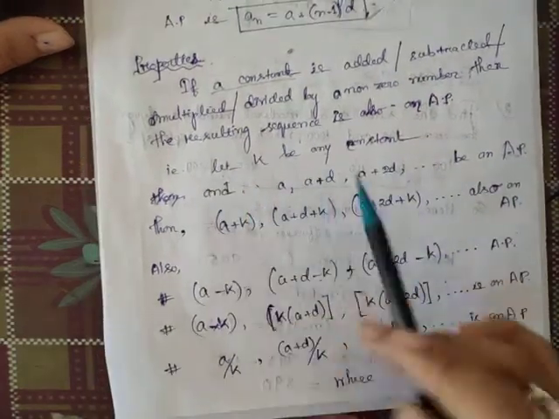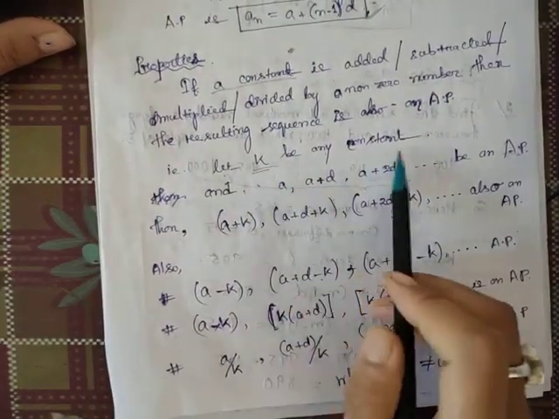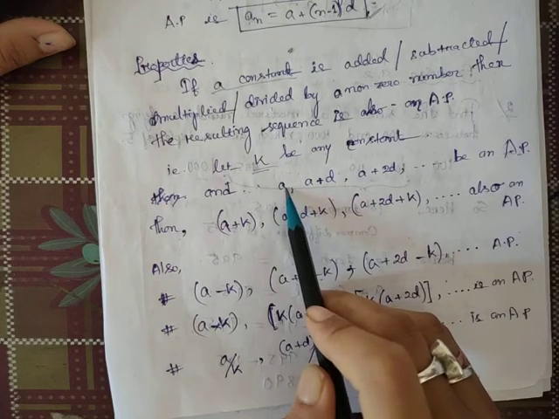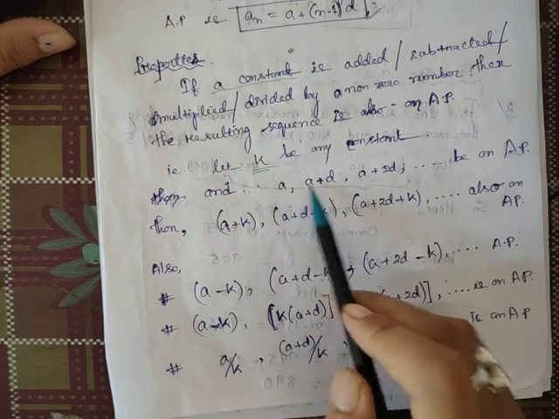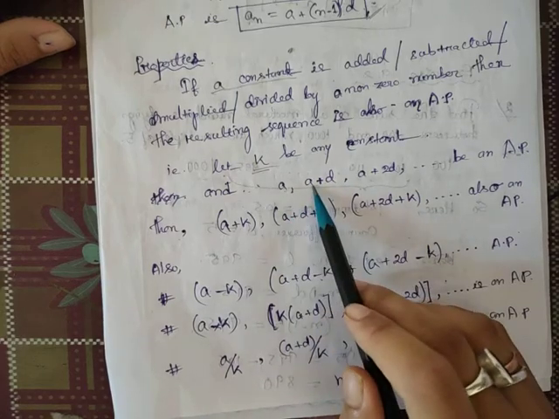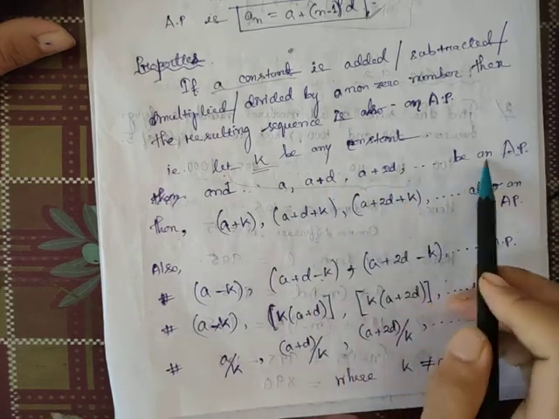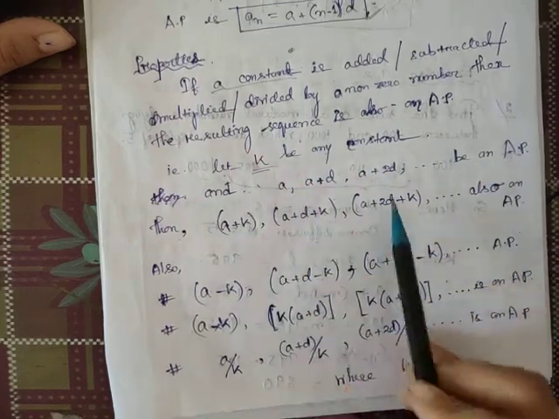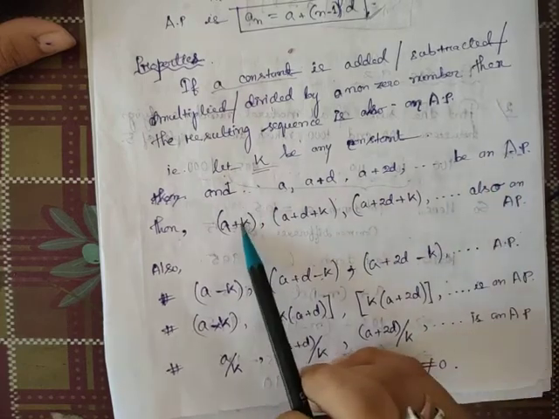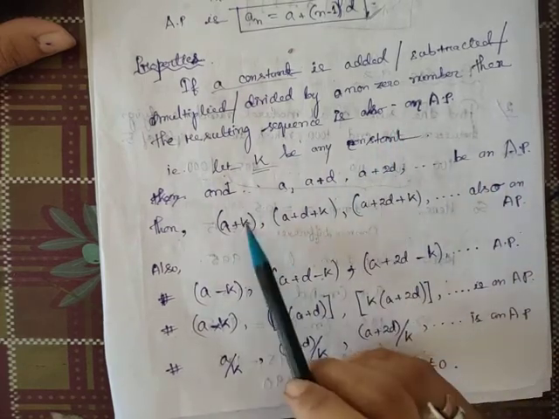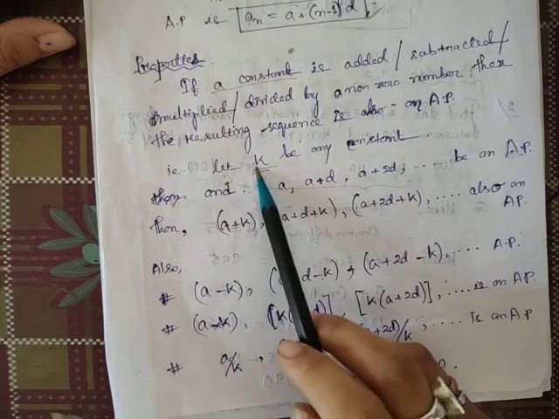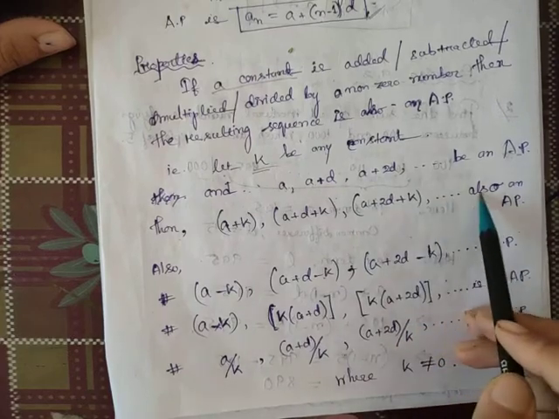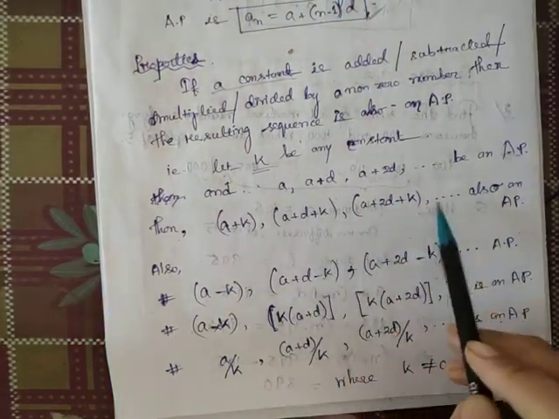If we have an AP and a constant, we take the standard form of AP, where a is our first term and d is our common difference. Our first term is a, second term a plus d, third term a plus 2d, and so on, an AP. And k is any constant. এতিয়া আমি কি কৰিছো? In each and every term we are adding k. First term a plus k, second term a plus d plus k, a plus 2d plus k. Then this sequence is also an AP.